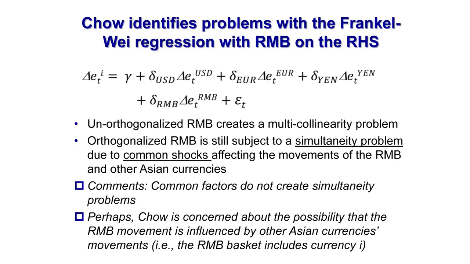Perhaps what she was talking about is a possibility that the renminbi itself may be affected by the movements of other Asian currencies. In other words, when you estimate the Frankel-Wei regression equation for the renminbi, then perhaps some Asian currencies should be included on the right-hand side. I thought that was what she was talking about.